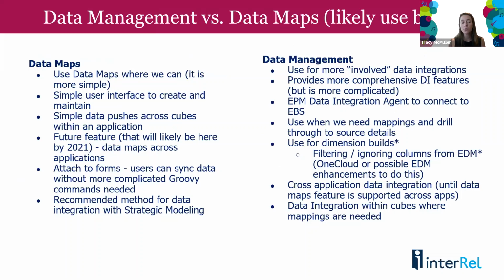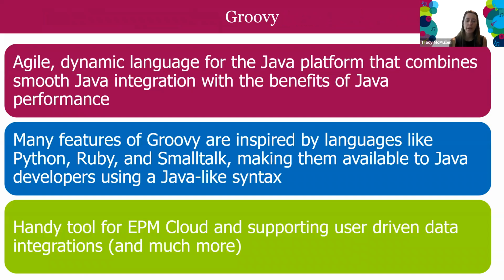But you're probably going to use data maps when you're just sharing data within the cubes and you don't really have to do any mapping or transformative items. You can just keep it simple and map your dimensions across the cube so the data can share very easily. And again, data maps is what you will be using for strategic modeling. So those are the two primary ways.